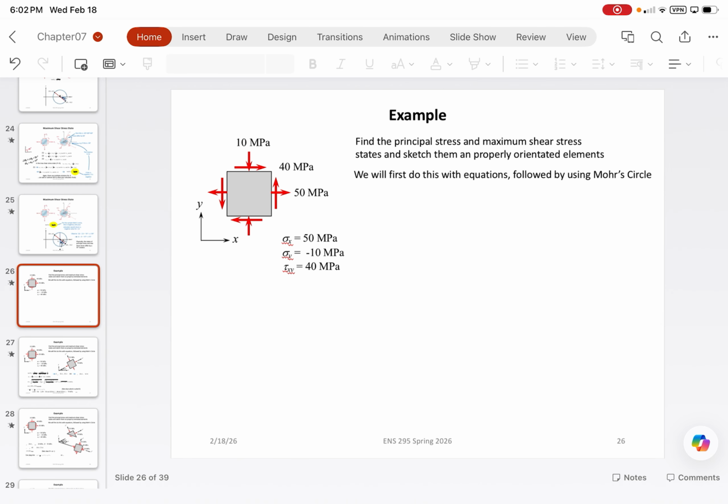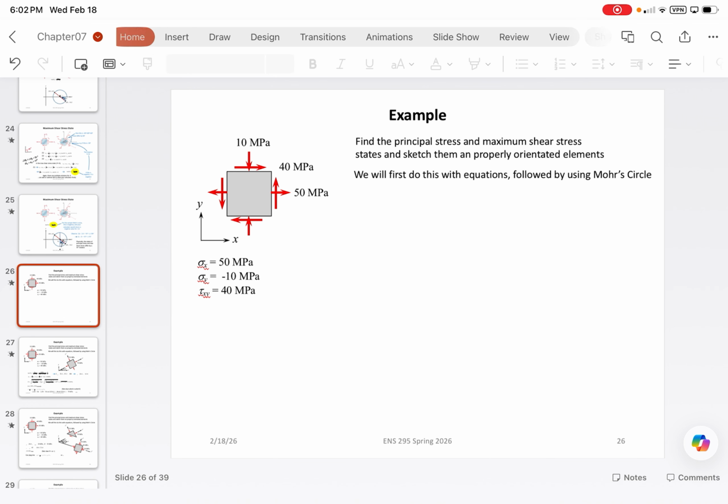Just draw up the Mohr circle and figure out the principal stresses using some of the methods that we used. You can use either the equations if you want to. You can use a combination thereof. You can use Mohr circle explicitly. And then I gave you guys sigma x, sigma y, and tau xy, just for simplicity. Keep in mind the signs.